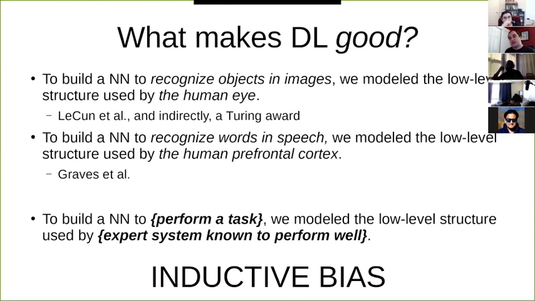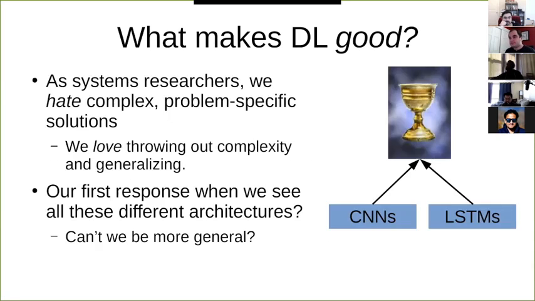Our eyeballs are extremely bad at recognizing speech, right? Like, it's just not good. At the same time, our prefrontal cortex is very, very bad at processing images. It doesn't have the hardware to do it, right? So you can think of inductive bias as sort of trying to make the hardware, the neural network architecture itself, match the task that you're trying to solve.